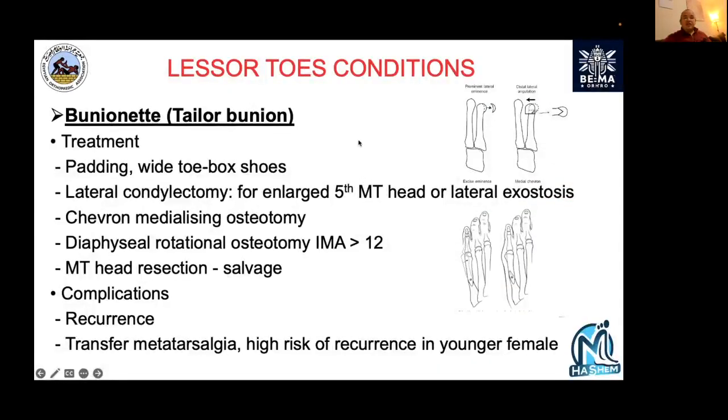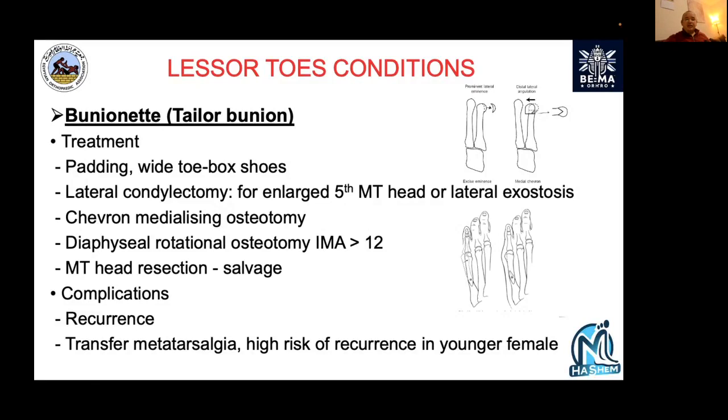So when we treat the lesser toe conditions, you need to understand that as with any foot and ankle condition, we always start with non-operative treatment. So try to treat the cause, and give the patient a wide toolbox. Ask the patient not to put any pressure on these points. If the patient is used to sitting cross-legged, he needs to stop that. You can do some padding and give the patient some gel pads.